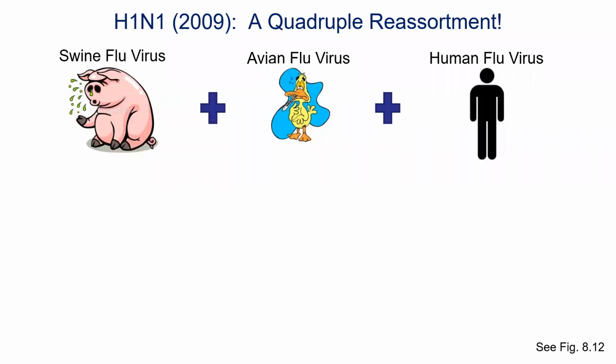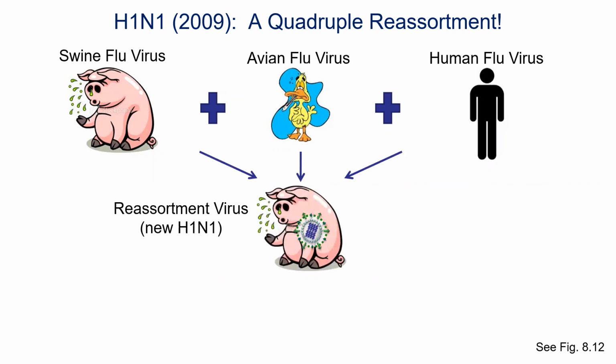So what happened in 2009, right? So we're talking about this. Remember, there's antigenic drift. That's the slow mutations. And then you have the shift, which is like really fast, okay? So in 2009, it was actually a quadruple reassortment. So it probably happened in a pig somewhere.